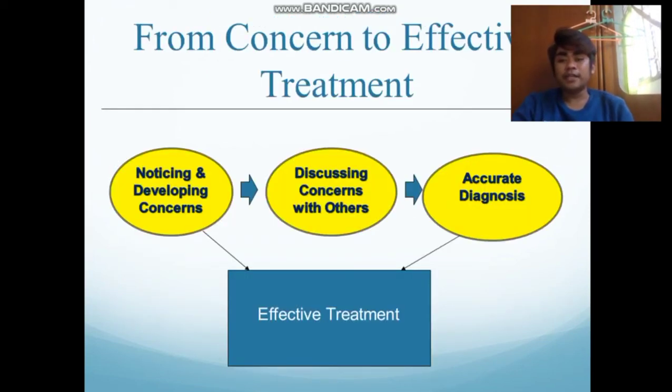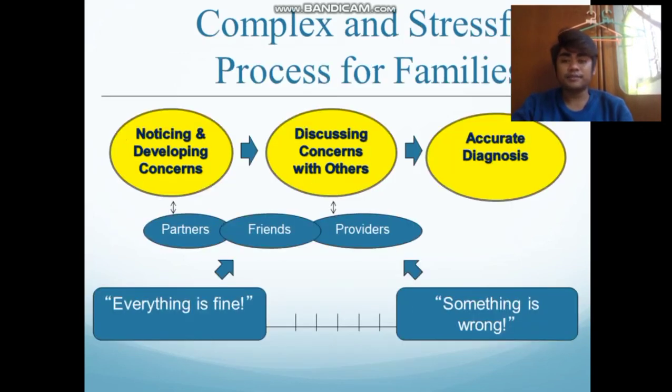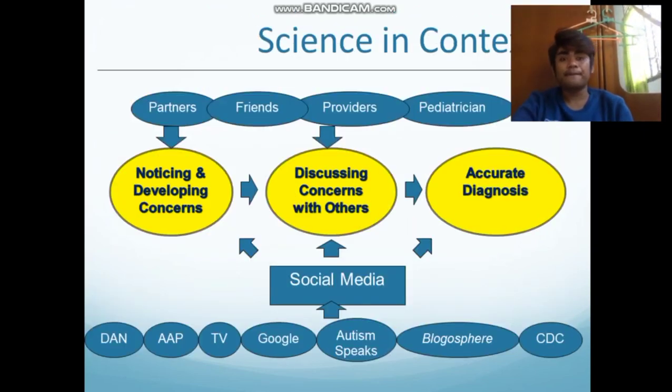Effective treatment, from concept to effective treatment: noticing and developing self-concern. Next, discussing concern with others and accurate diagnosis. A complex and stressful process for families. Everything is fine and something is wrong, for partners, friends, or providers. Noticing a developmental concern, discussing concern with others, and accurate diagnosis.